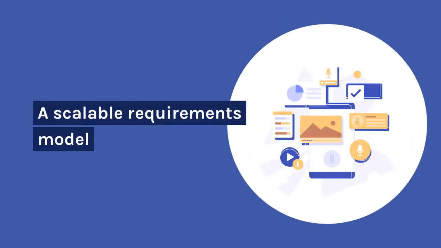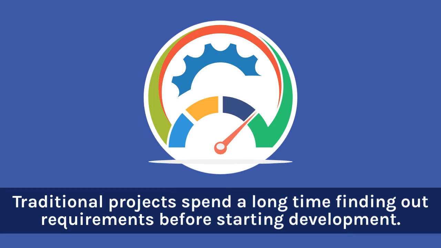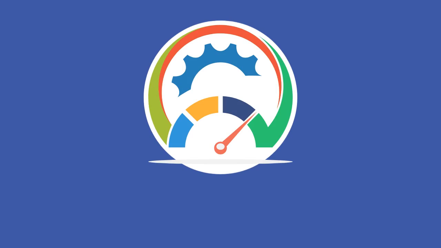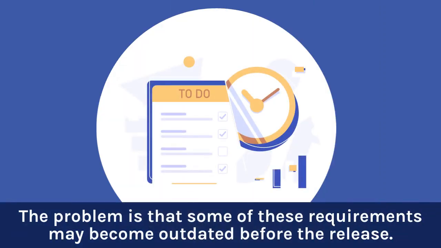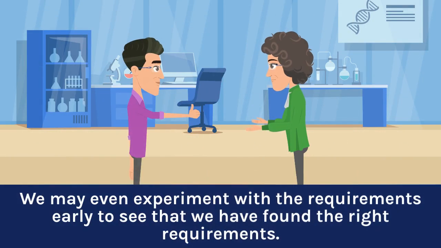A scalable requirements model. Traditional projects spend a long time finding out requirements before starting development. The problem is that some of these requirements may become outdated before the release. A better way is to define the requirements only on a rough level and negotiate changes as needed. We may even experiment with the requirements early to see that we have found the right requirements.